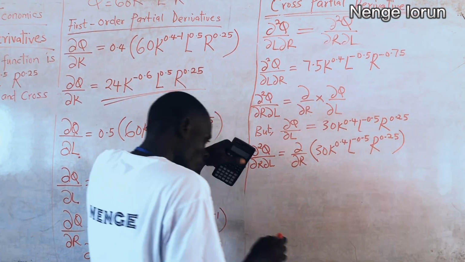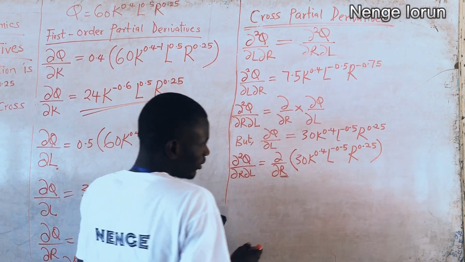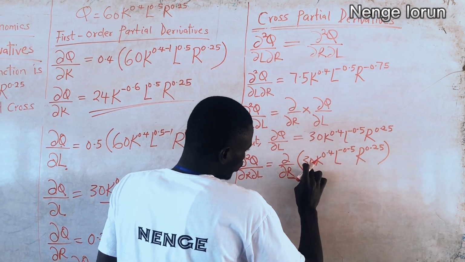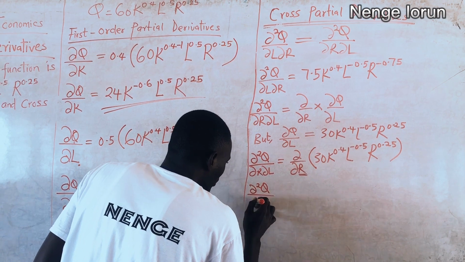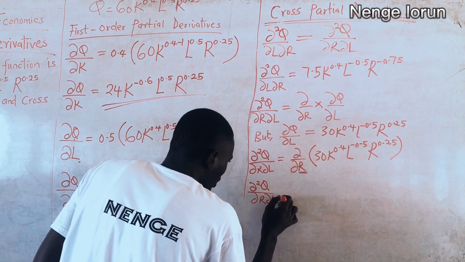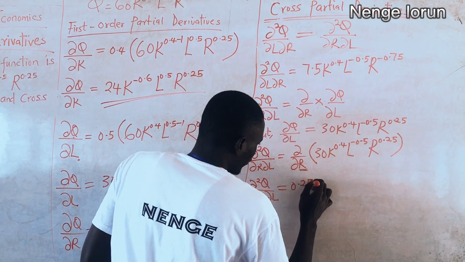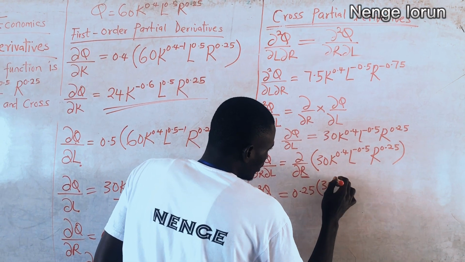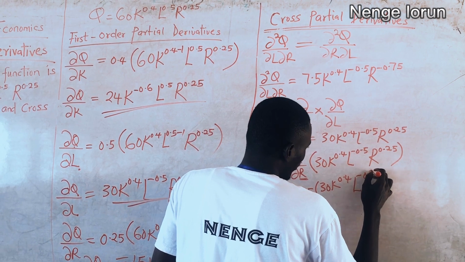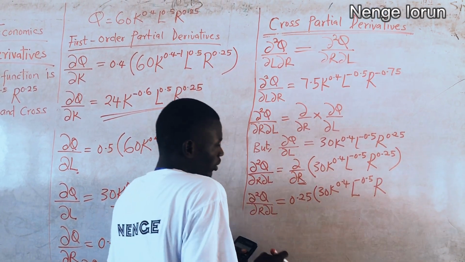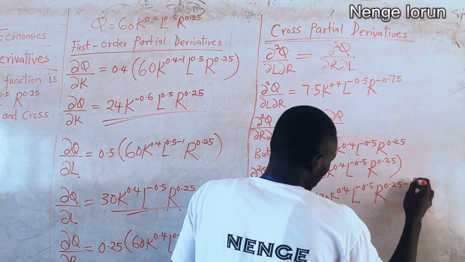So now, if you look at this, we are differentiating with respect to r. So we are going to take the power of r, which is 0.25, and multiply by everything here. You will have the second order cross-partial derivative of q with respect to r with respect to L will be equal to power of r is 0.25 times 30k raised to the power of 0.4 L raised to the power of negative 0.5 r, which we are differentiating with respect to, raised to the power of 0.25 minus 1.